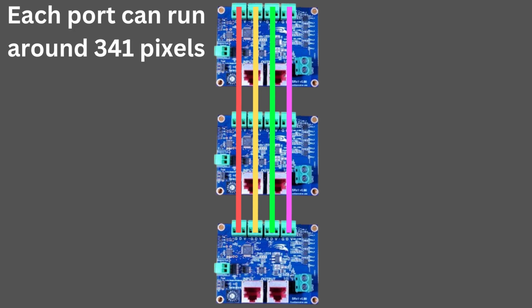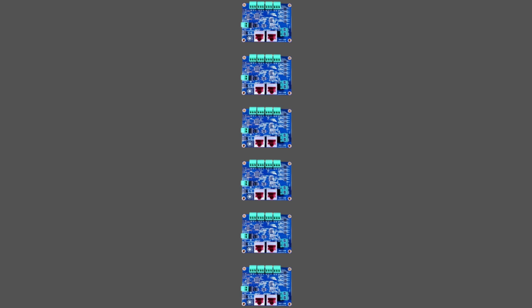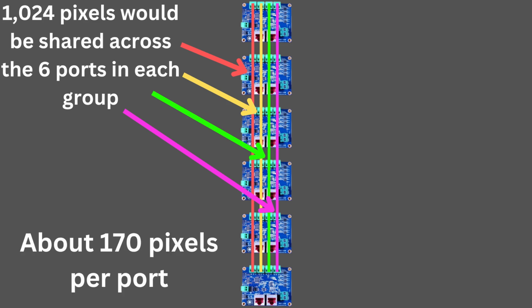So if you were trying to split this up evenly, each port could run about 341 pixels since we're now splitting it across 3 ports. If we had the max of 6 receivers on a chain, the 1024 pixels would have to be shared across 6 ports, which would be this many pixels per port.